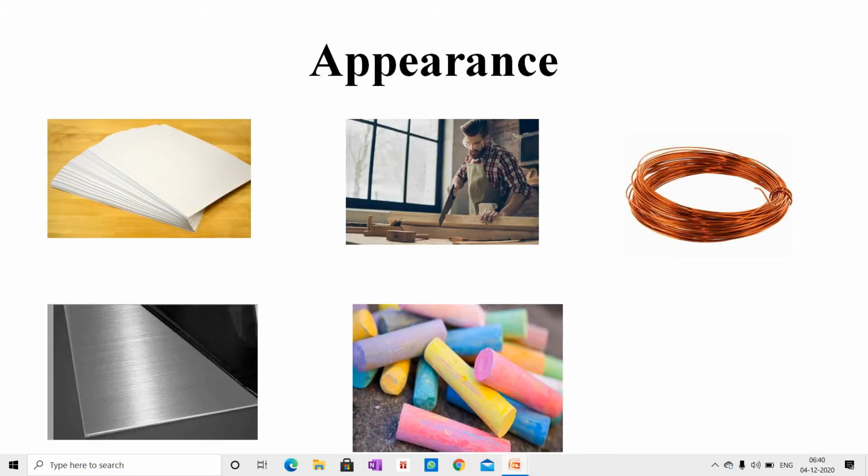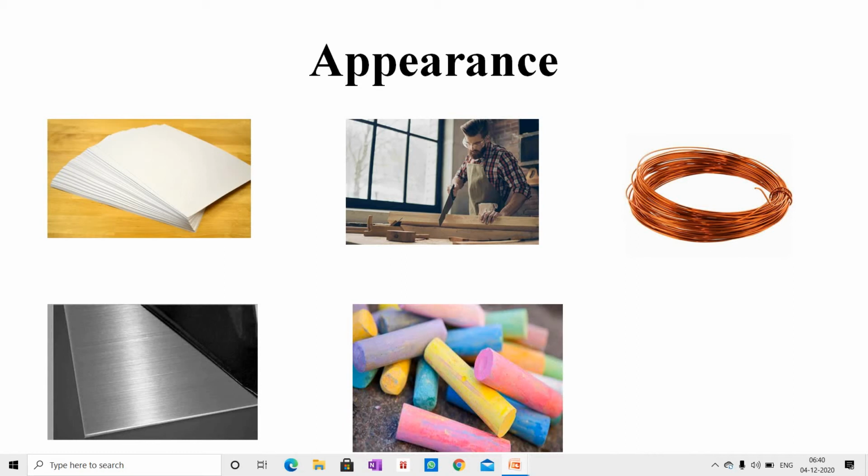Appearance. Students, to know more about appearance, let us do an activity. First of all, we collect small pieces of different materials: paper, cardboard, wood, copper wire, aluminum sheet, chalk. Students, do any of these appear shiny? Then we separate the shiny materials into a group.